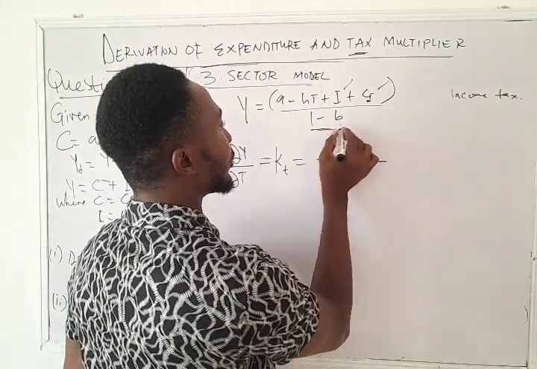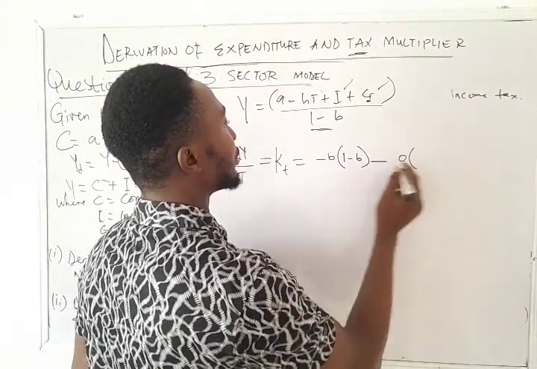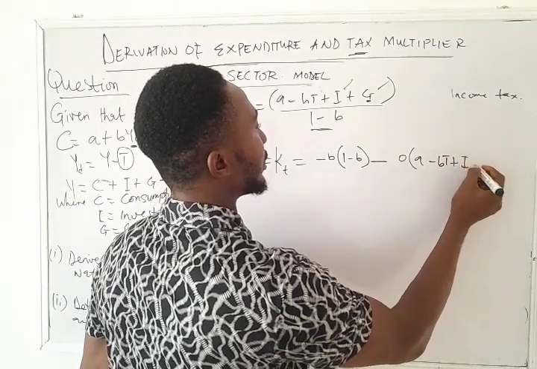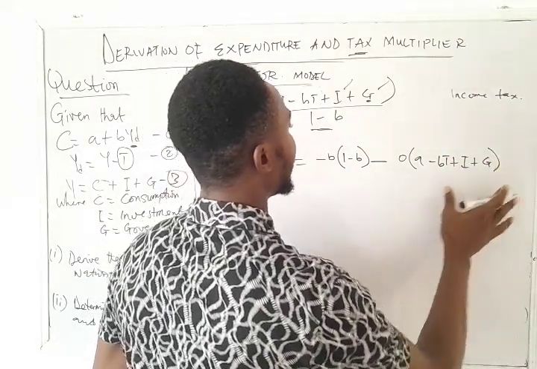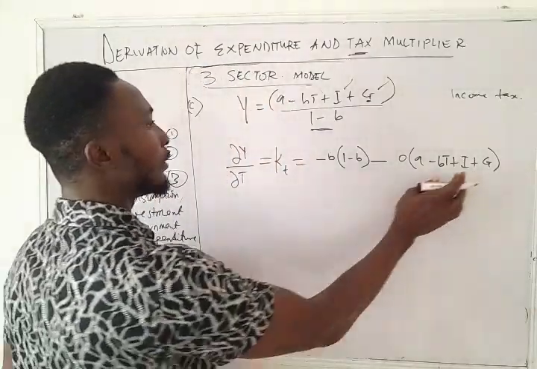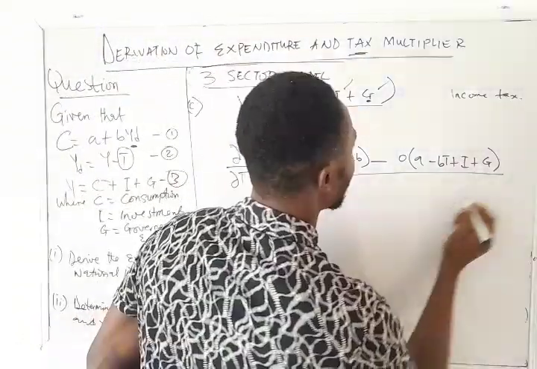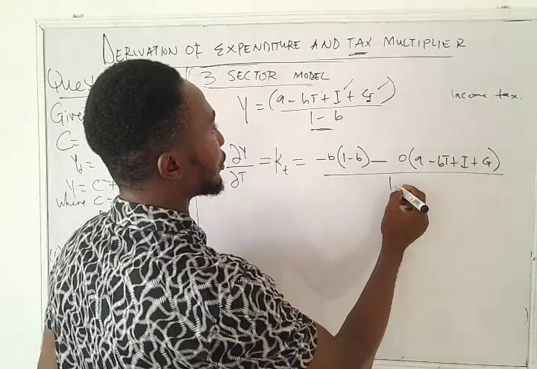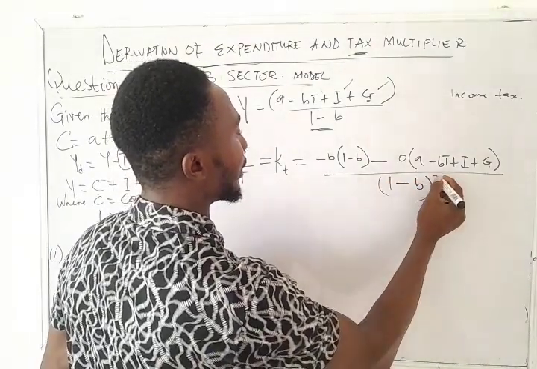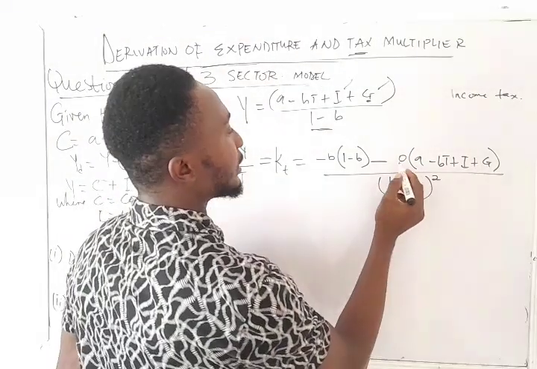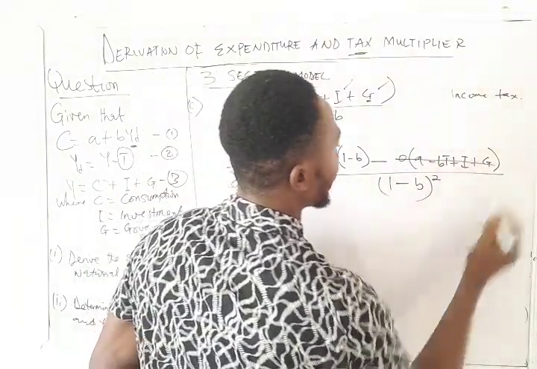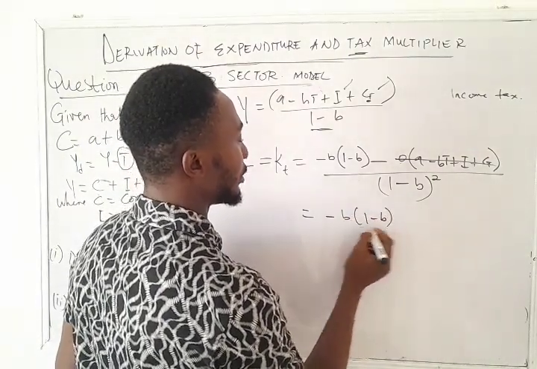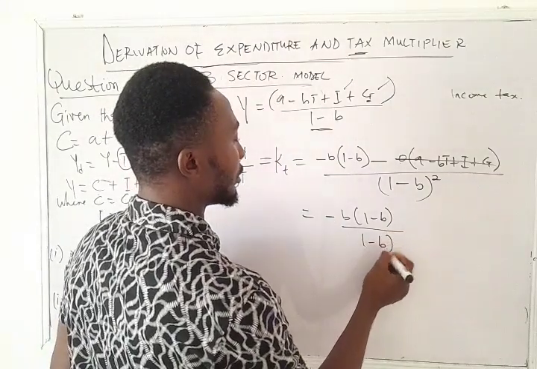There's no variable here that comes with t, so this will give us what? 0 brackets, multiply it with here, we have minus bt plus I plus g. So you divide this now by the denominator raised to power 2. So the denominator is 1 minus b, and then we raise it to the power of 2. So from here we can see that multiplying this will cancel out and give us 0. So what we have left is that minus b bracket 1 minus b divided by 1 minus b all squared.